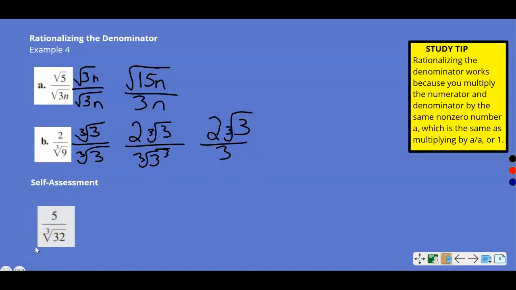All right, the last one here says 5 over cube root of 32. This is a self-assessment, so I want you to pause the video, take just a minute, and see if you can rationalize the denominator. Remember, write numbers that are perfect cubes, and the cube root will cancel a perfect cube. Sometimes you have to be a little creative with these. So see if you can get creative and rationalize the denominator for the self-assessment.